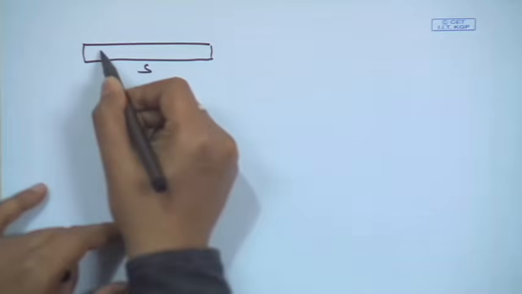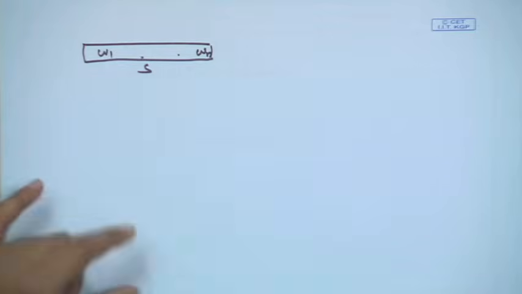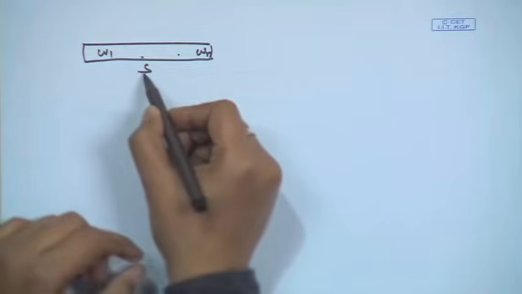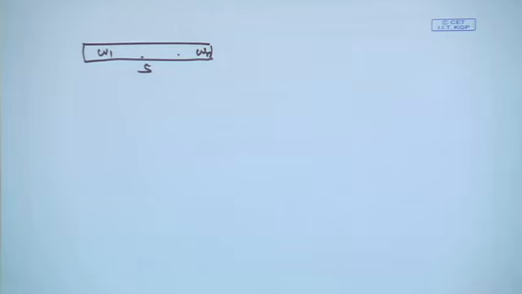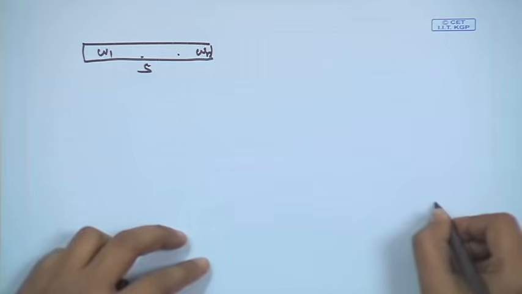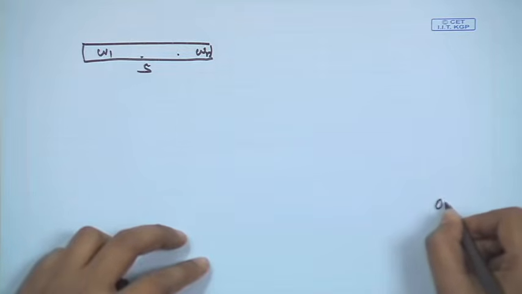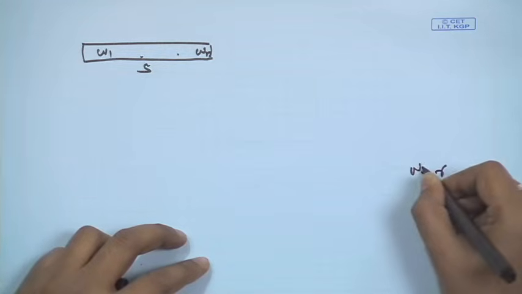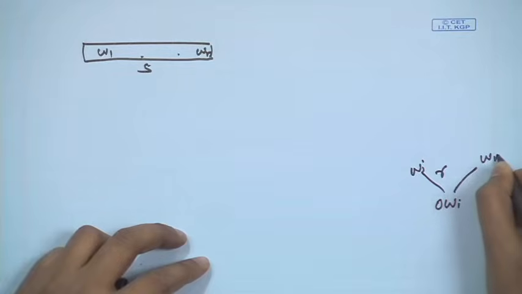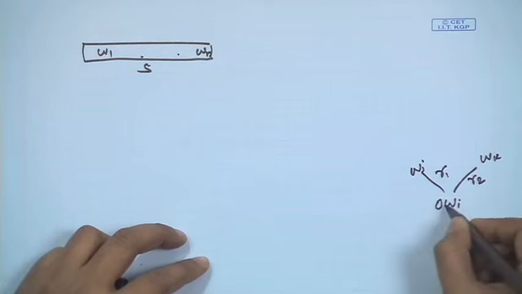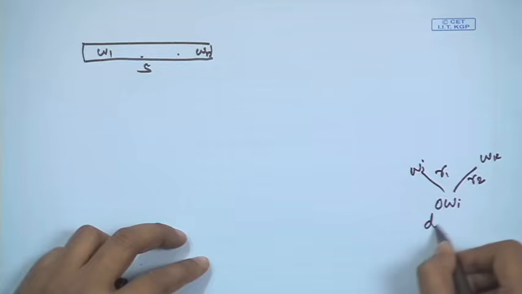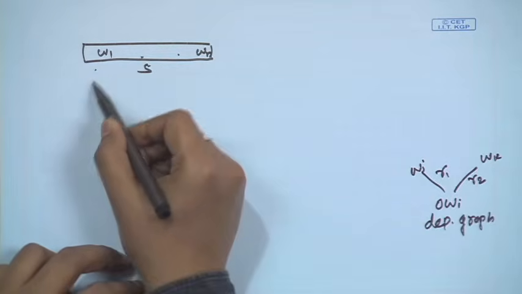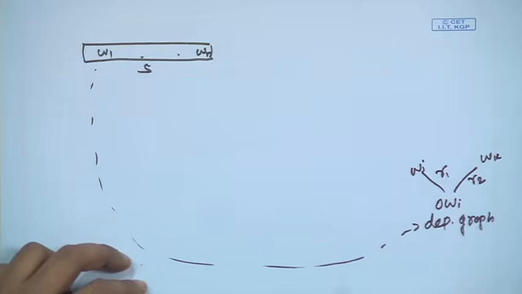I have a sentence that contains some words. This is some arbitrary sentence, a new sentence, I might not have seen it before, and my goal is to come up with a dependency graph, where nodes are different words and there are certain relations R1, R2, etc. This is my dependency graph. So, I want to go from the sentence to my dependency graph.